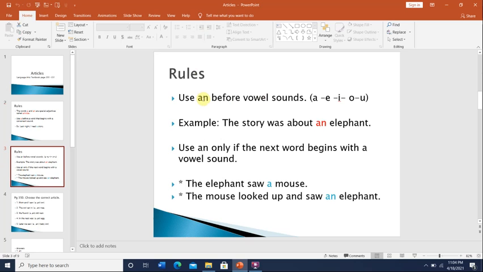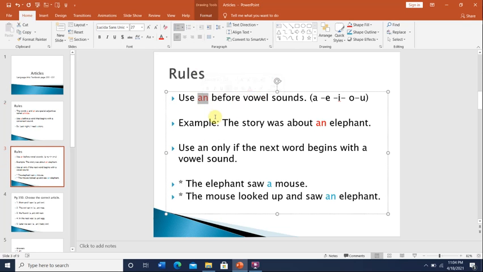Okay, we use an before a vowel sound. So we use the article an before a noun or word that begins with a vowel sound. So what are the vowels? We have A, E, I, O, and U. If I say the story was about an elephant, elephant begins with E, and E is a vowel sound, so we put an before it.